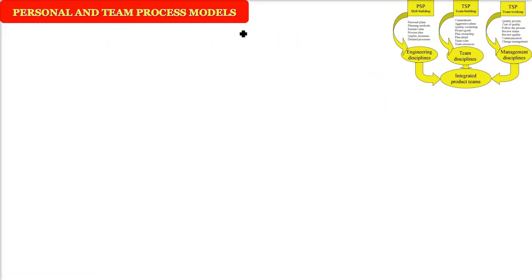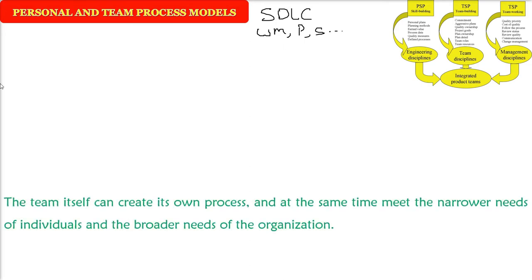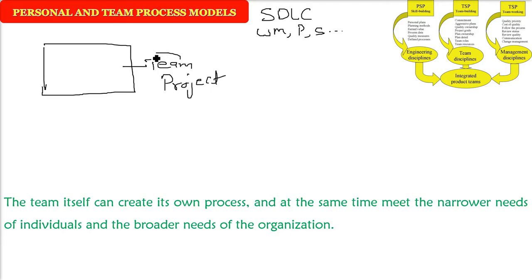of the user. Personal and team process models. So we discussed various SDLCs, software development life cycle, that is waterfall model, prototype, spiral, etc. These are the process models. But when we are talking about team and individuals, because any project will be undertaken by a team, the project will be completed by a team, and this team will have individuals.